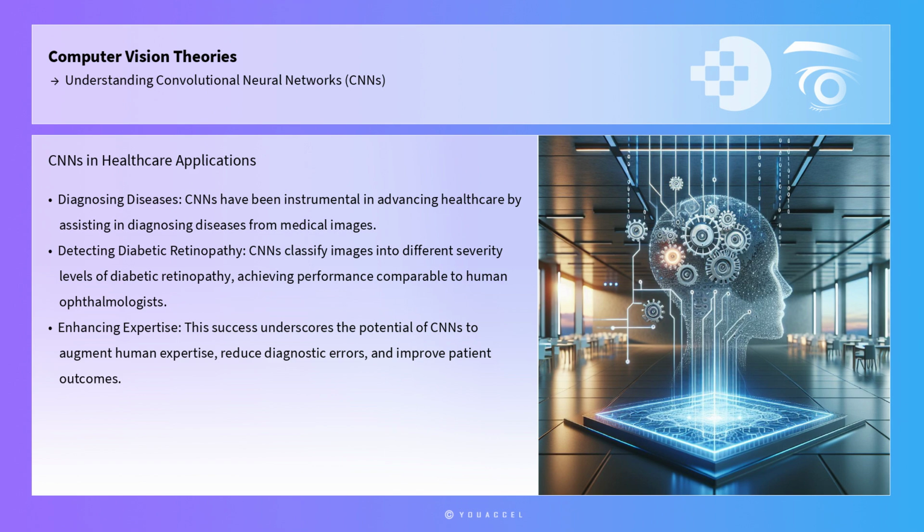In practical applications, CNNs have been instrumental in advancing fields like healthcare, where they assist in diagnosing diseases from medical images. A notable case study is the application of CNNs in detecting diabetic retinopathy from retinal images. Researchers employed CNNs to classify images into different severity levels of the disease, achieving performance comparable to human ophthalmologists. This success underscores the potential of CNNs to augment human expertise, reduce diagnostic errors, and improve patient outcomes.